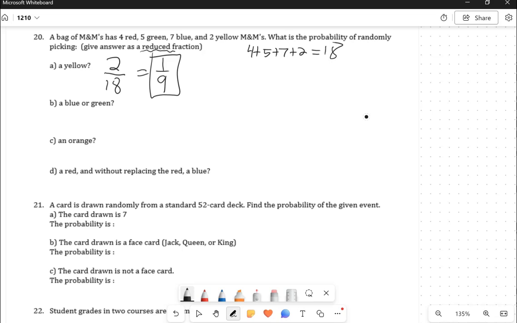Theoretically, every 9 times you choose an M&M, once will be a yellow. In actuality, you might get yellow first time. You might get 2 yellows in a row. But theoretically, 1 out of every 9 should be yellow.